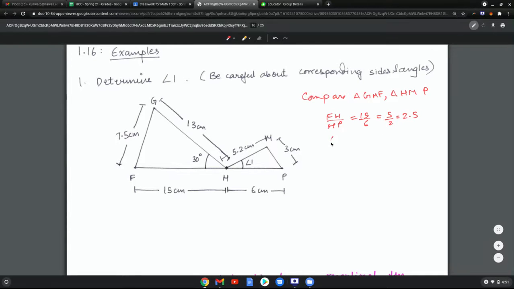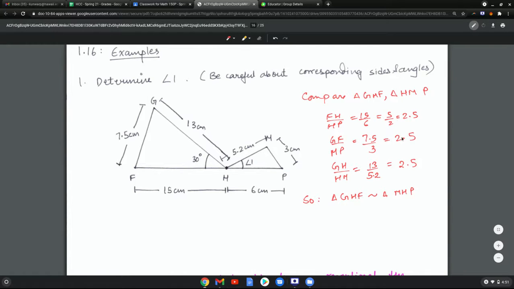Then let me take GF over MP, 7.5/3, which is also 2.5. And lastly, GH over HM is 13/5.2, which also comes out to 2.5. What this tells me is that triangle GHF is similar to triangle MHP.